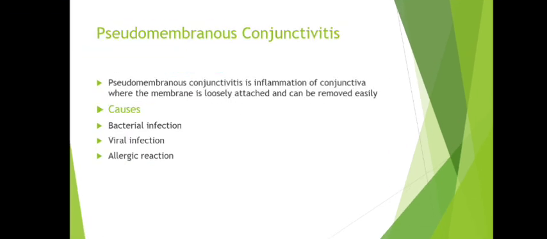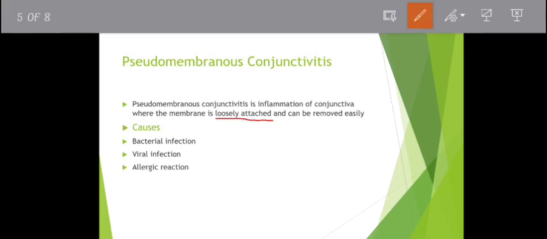Next is pseudomembranous conjunctivitis. It is an inflammation of the conjunctiva where the membrane is loosely attached and can be removed easily. If you recall true membranous conjunctivitis, the membrane there is firmly attached to the conjunctiva. This is the main difference between pseudomembranous and true membranous conjunctivitis.